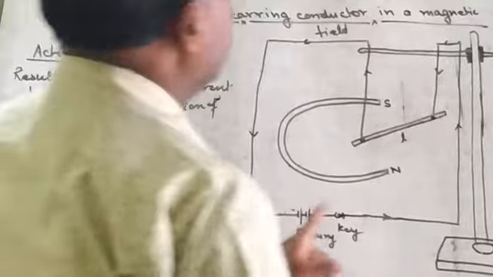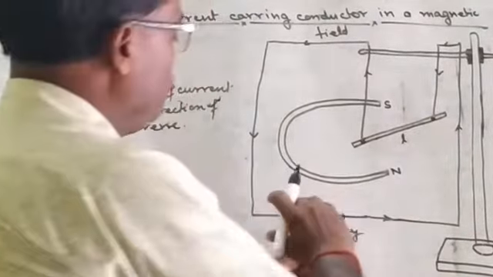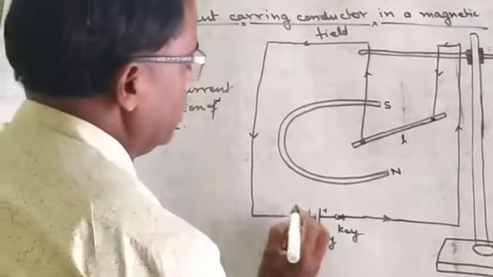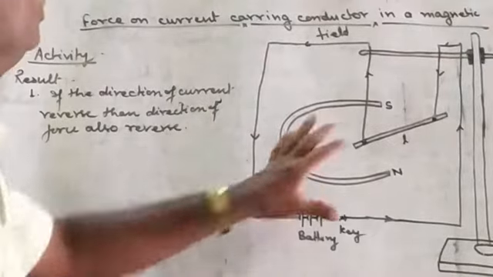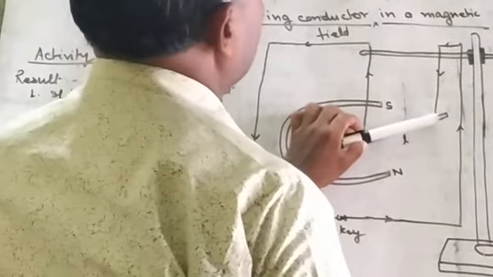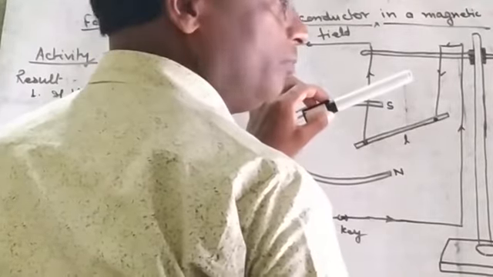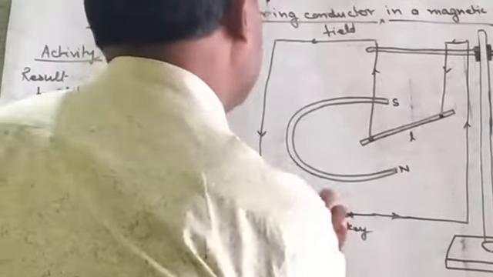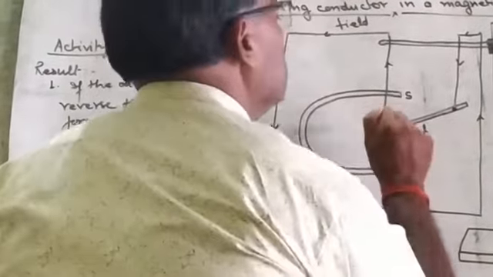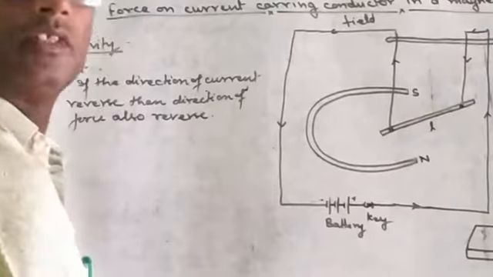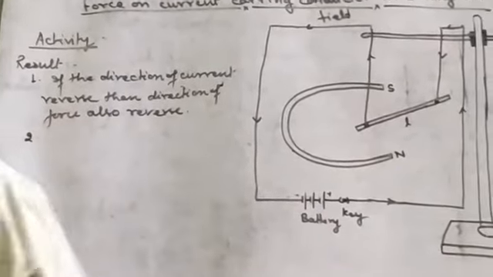Suppose initially the direction of current is from this terminal to here. You reverse the polarity of the battery, meaning here you make the positive and here you make negative. Then what happens? Suppose in the first situation the conductor moves in the upward direction, like this. Then if you reverse this battery, this conductor moves in the downward direction, meaning inside this board. Clear? First result here.